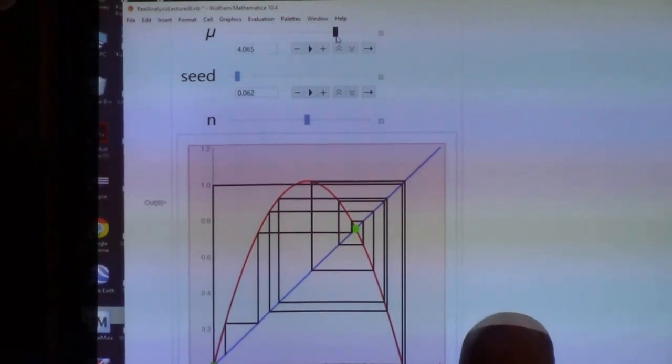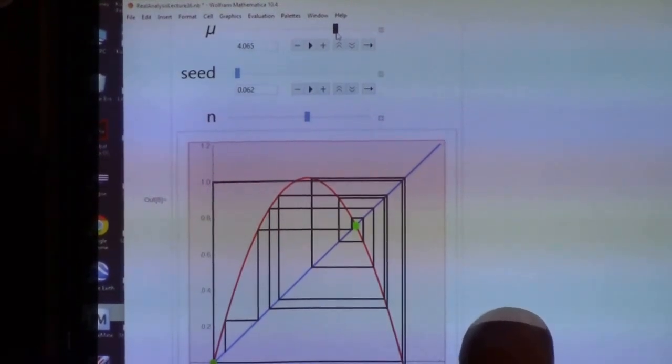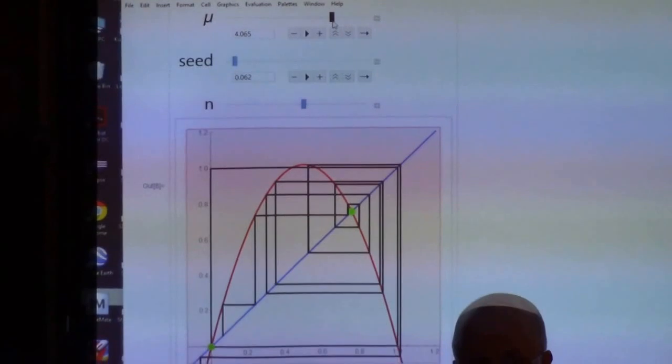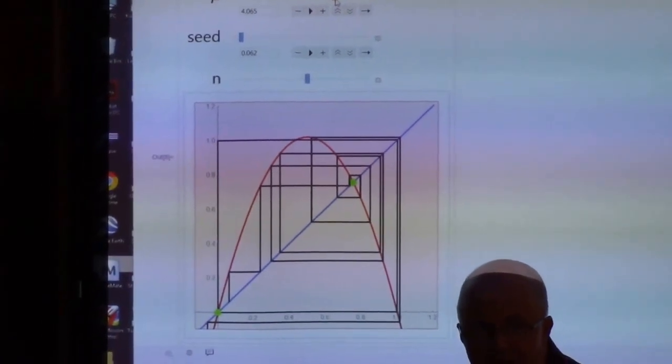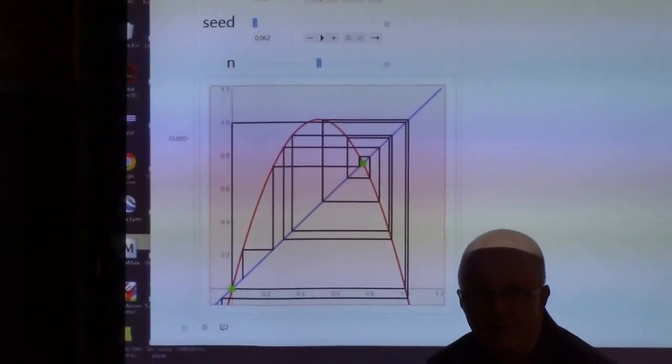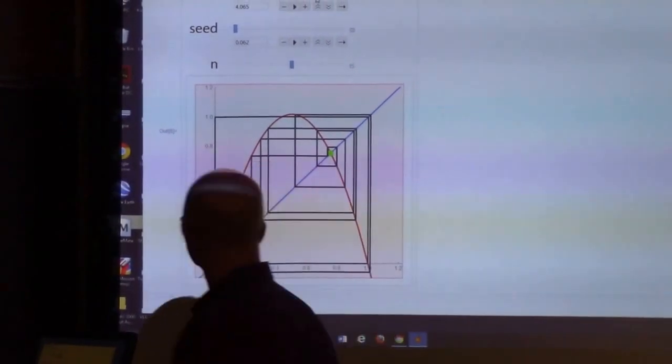And that's going to be an important point for us to realize that that can happen. And that's what we're actually going to analyze. We're going to analyze the chaotic behavior on what's called an invariant Cantor set in that situation.